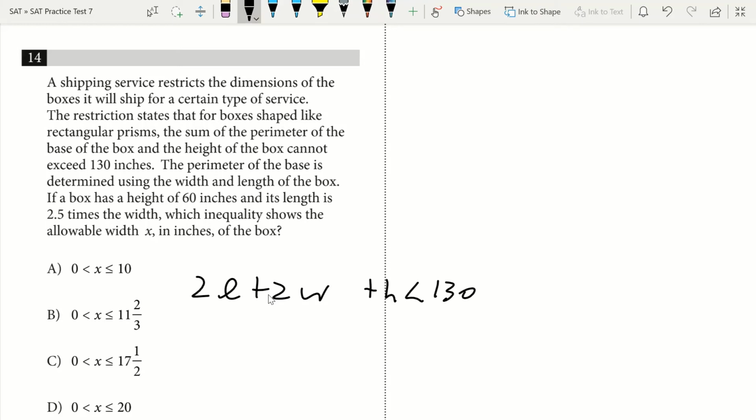The perimeter of the base is determined using the width and length of the box. If the box has a height of 60, its length is 2.5 times its width, so L equals 2.5W. Which inequality shows the allowable width x in inches of the box? So we're going to go ahead and plug in 2.5W for L.